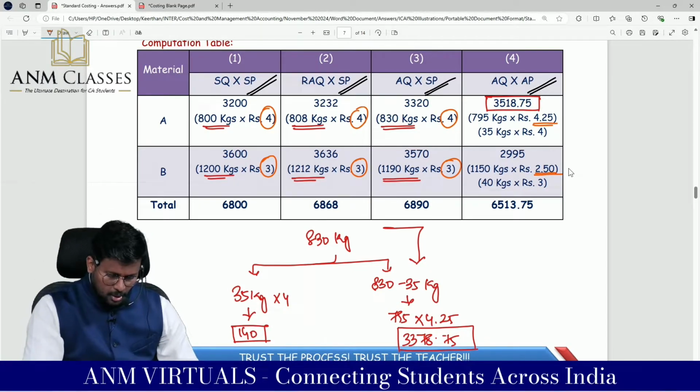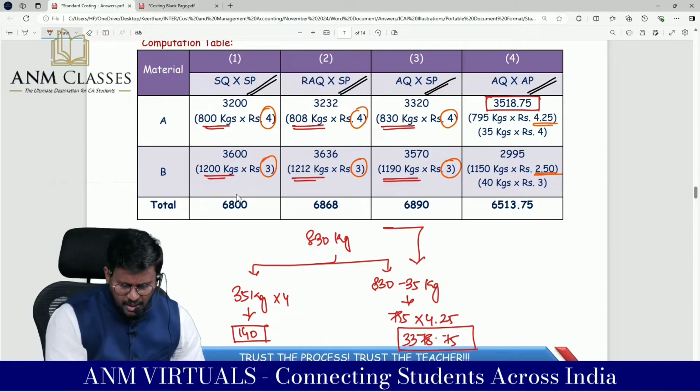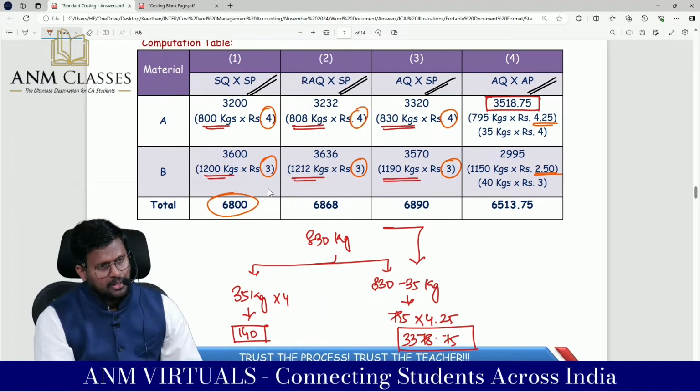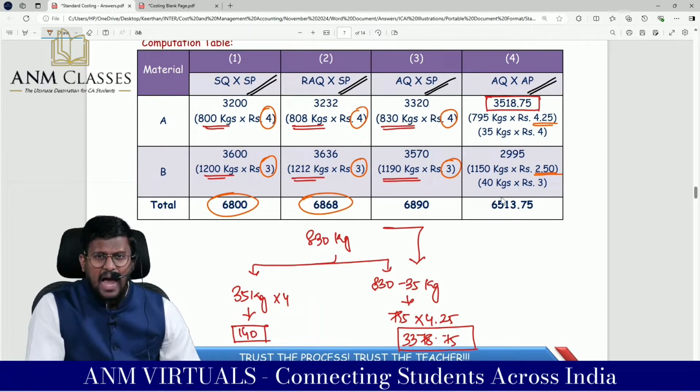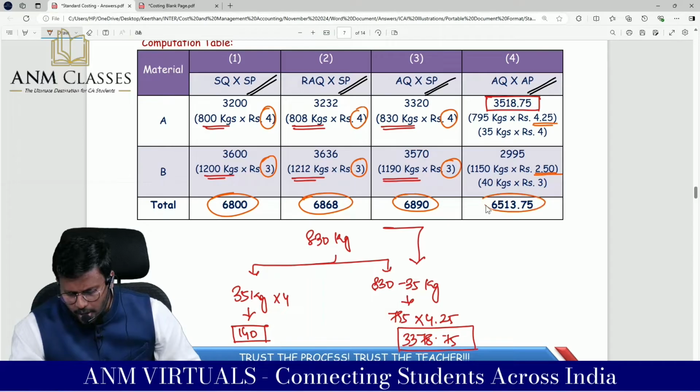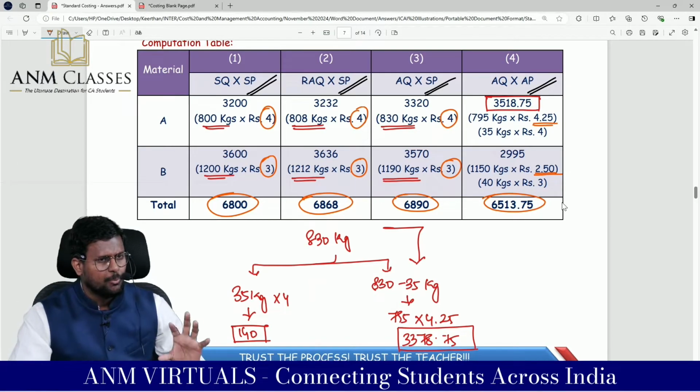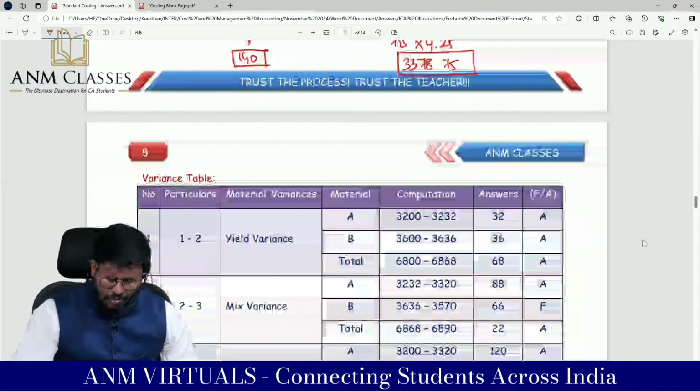From standard quantity into standard price, 6,800. Revised actual quantity into standard price, 6,868. Actual quantity into standard price, 6,890. Actual quantity into actual price, 6513.75. Very comfortable. Yes, sir.